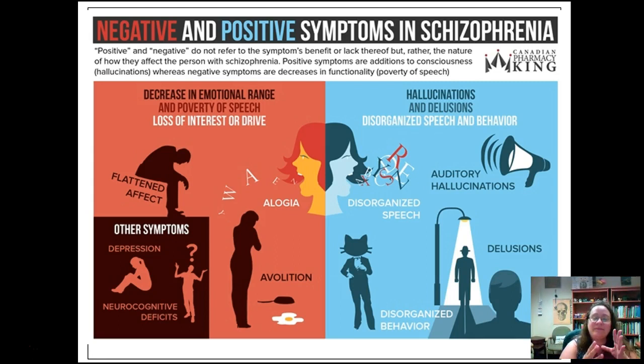So our negative symptoms include things like depression, alogia, which is poverty of speech, not talking very often, and avolition, which is lack of motivated behavior, so you might drop the egg on the floor there and just leave it. The positive symptoms are additions to consciousness, and these are our hallucinations and delusions.